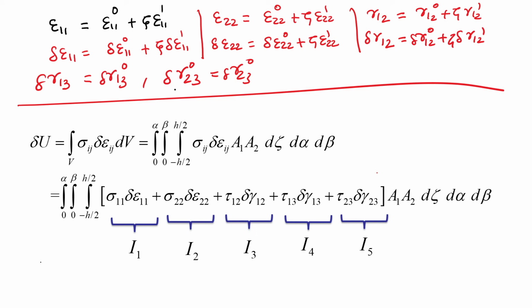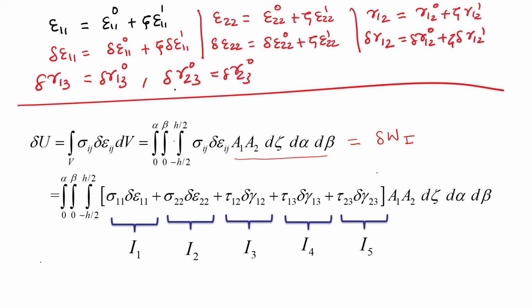So, we were on the strain energy or elastic strain energy of a shell that can be written as del U, or sometimes it is known as del W of I, internal work done. For a three-dimensional case, it can be written as sigma ij del epsilon ij dV. dV is the volume of the shell. So, we can write that volume of shell is capital A1, capital A2, d zeta, d alpha and d beta.